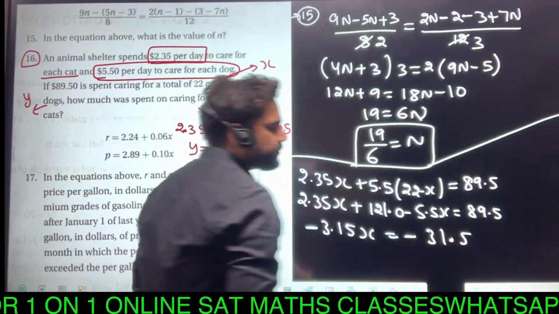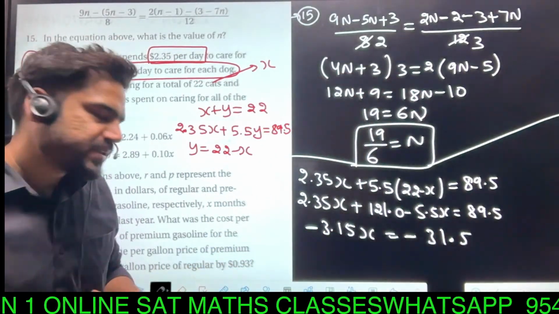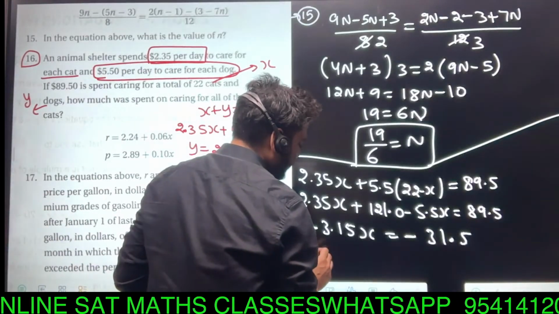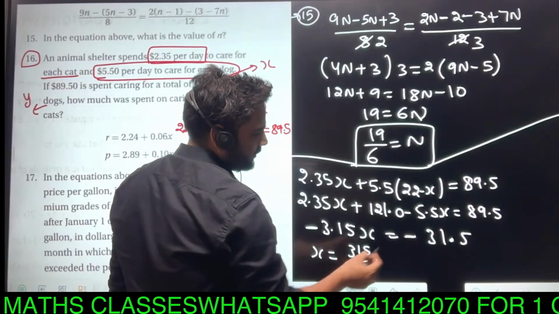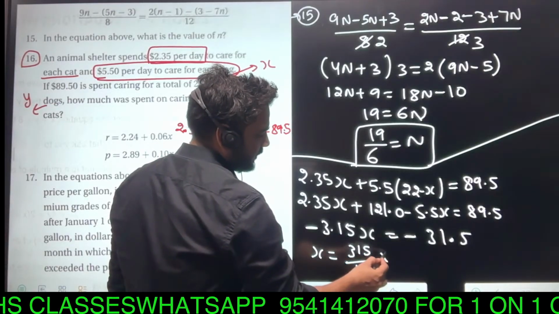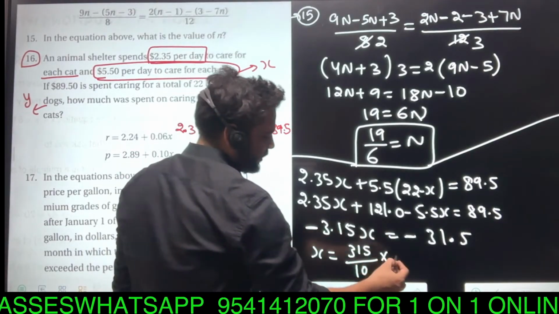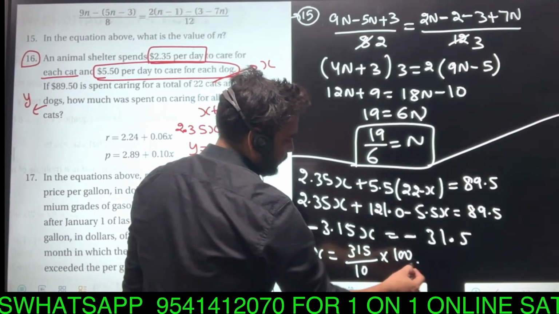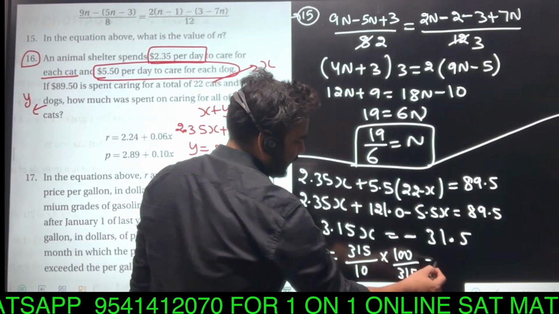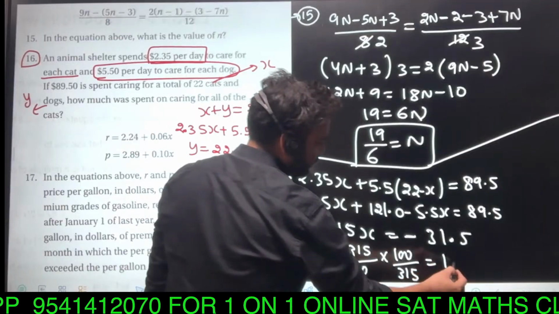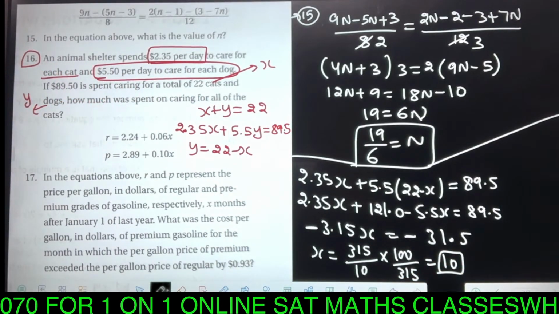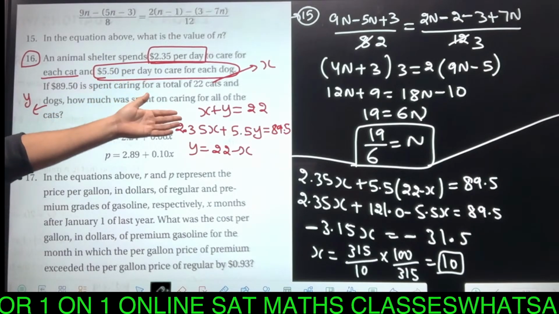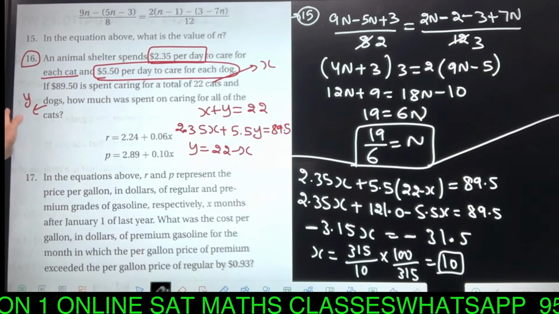So you can solve all this by calculator. I am just solving, and the value of x will be 31.5 upon 3.15, and you can solve this by calculator also. So the value of x is 10. It means the number of cats is 10, since x is the number of cats, and the number of dogs is 12.